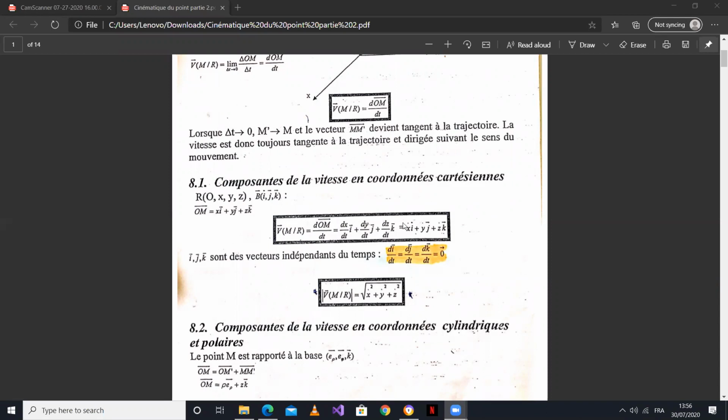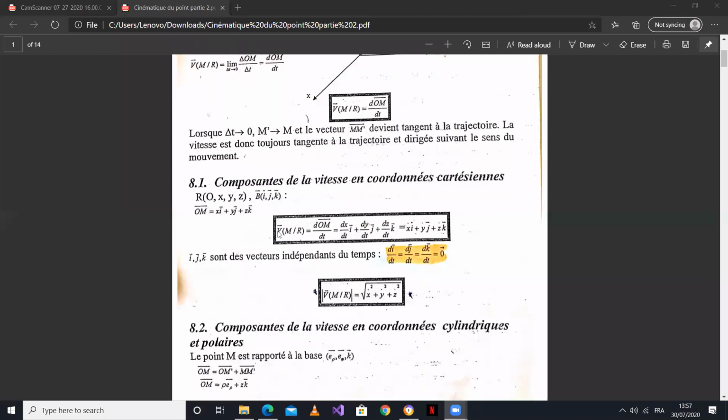Okay, this is just to show you that we have derived these x, y, and z. It's no longer x, it's now the derivative of x. So you say x point, y point, z point. So the vitesse in the coordonnées cartésiennes is going to be x point suivant i, y point suivant j, plus z point suivant k. Simple as that.